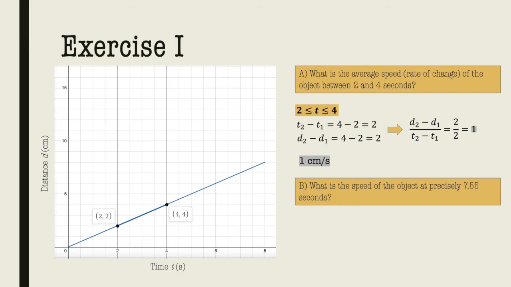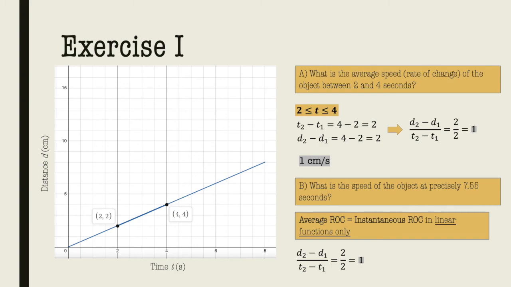Next we have B. It is important to identify that B asks for the instantaneous rate of change at t equals 7.55, as emphasized by the word precisely. As we know, the average rate of change and instantaneous rate of change in a linear function are always the same, regardless of what point is in question. So we must simply take the result from our previous question, 1 centimeter per second.